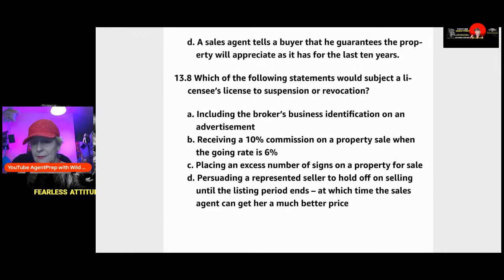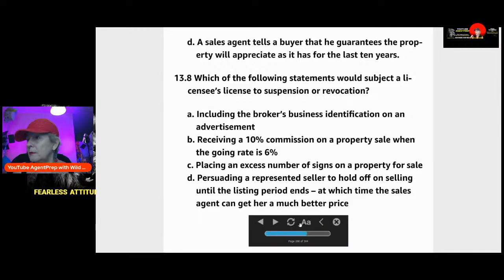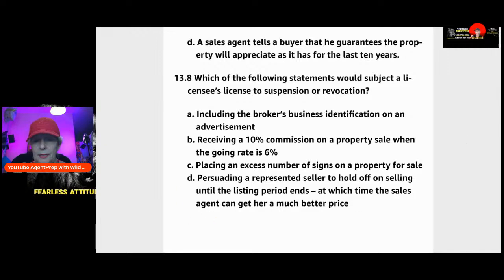So you'd be amazed. The best thing is to always do things legally. If in question, if in doubt, ask the broker. Do not risk it and take a chance, because you could be wrong. So number 8 is D, right?